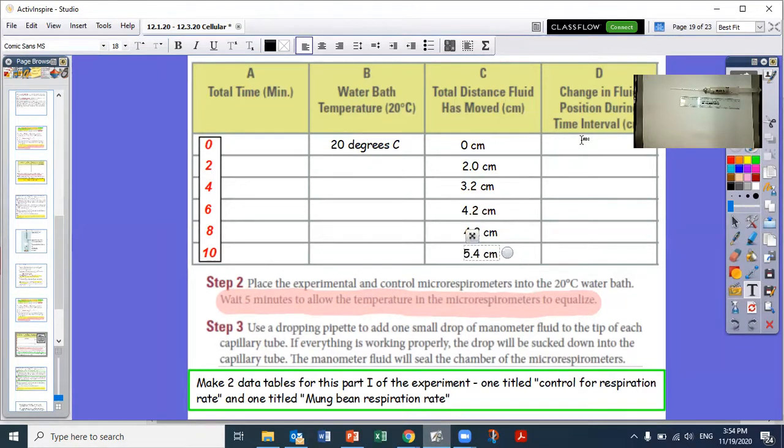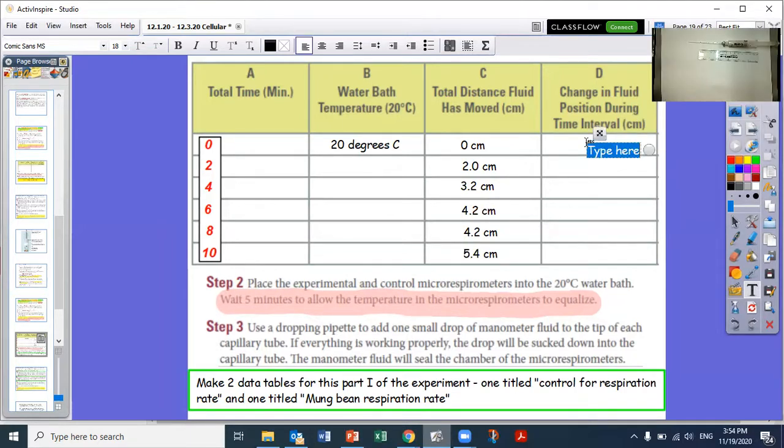So that means over here, we're going to be doing some minor subtraction now. That means the first one, obviously, the change in fluid position during the time interval, there was no time interval yet, so we have 0 centimeters. Okay. And so at 2 minutes, we are calculating the change in fluid position during this time interval, which means from 2 minutes to 0 minutes, how much did it move? You're going to do 2 centimeters minus 0 centimeters, and so you're going to get 2 centimeters because that is the amount that it changed just during this time period.